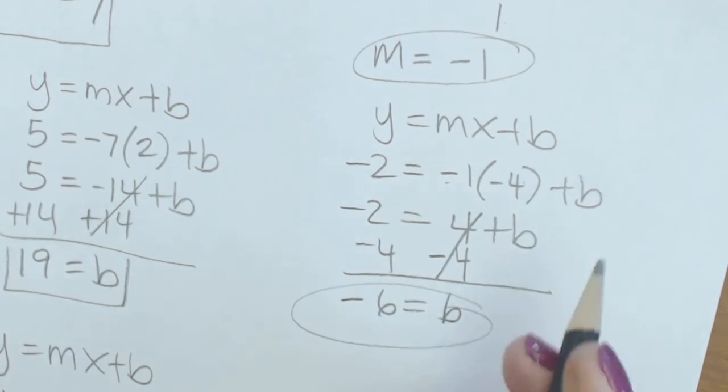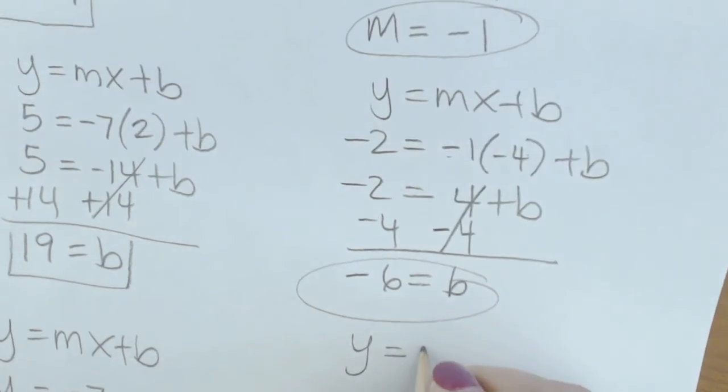I have our m, I have a b. I think I have a party coming into my room right now, and I'm almost done.